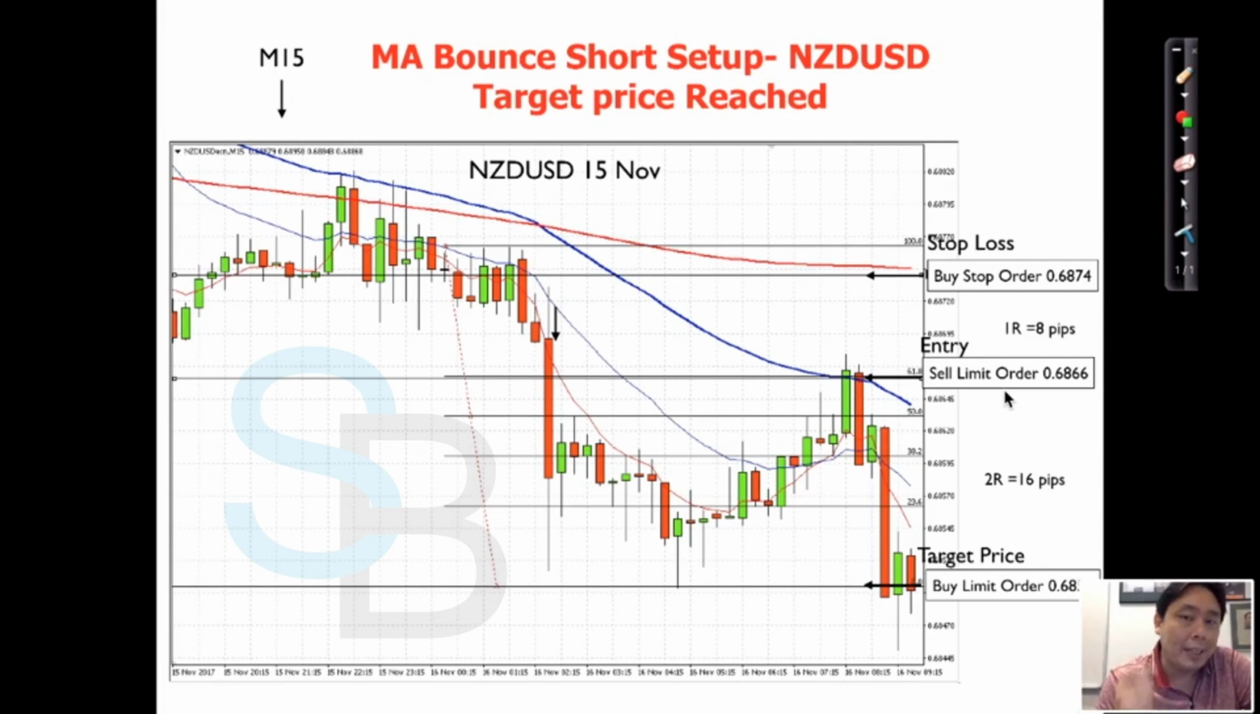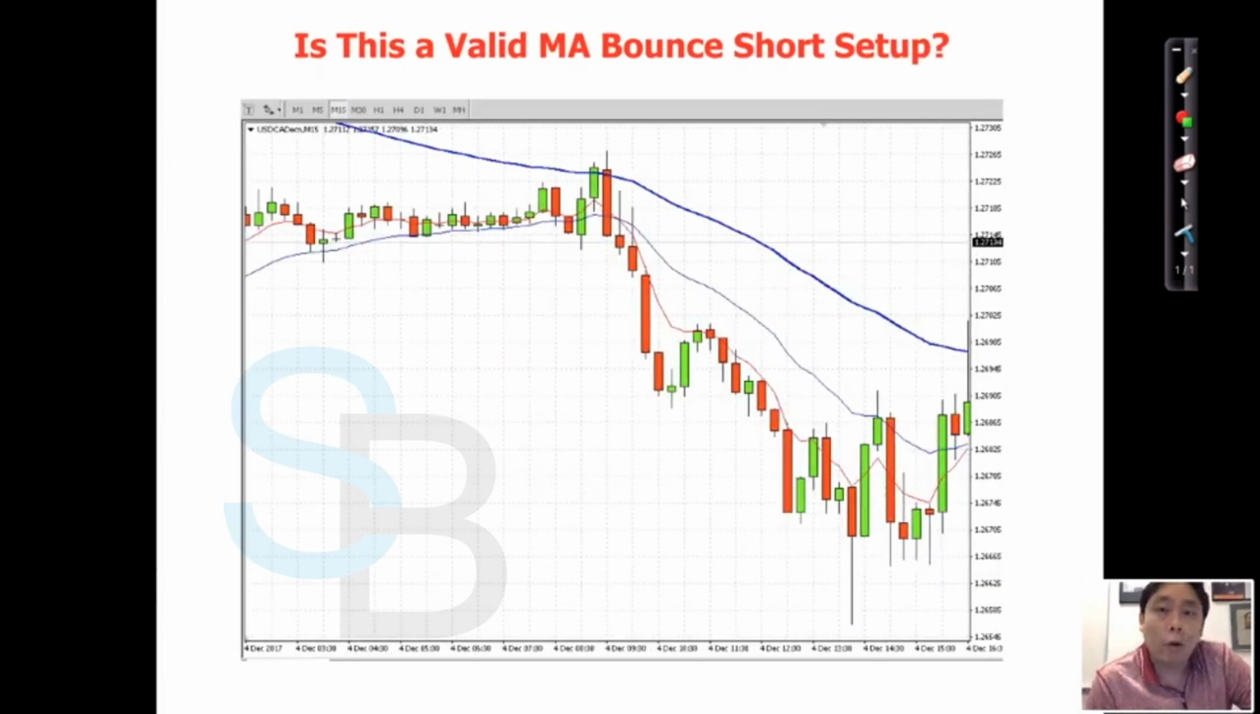If you've got questions, please send me an email so I can clarify your doubts and questions. At the same time, let's take a look at some live trades I've done on the short bounce setup. Before we look at some of these live trades, let me show you some charts and you tell me if these are valid short bounce setups based on the wave patterns.